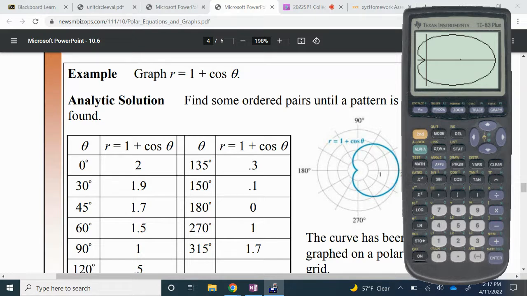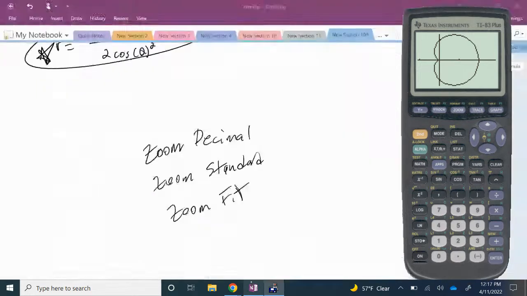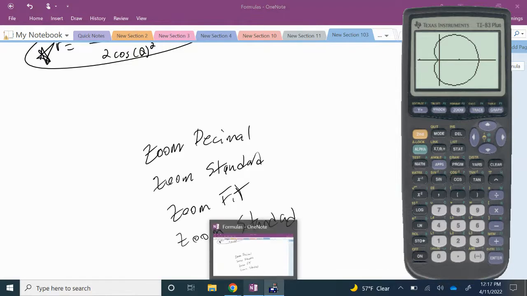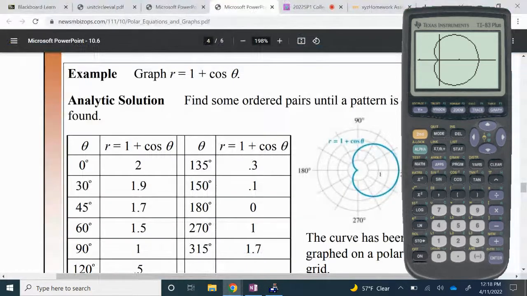Notice you may have to toggle between those 3 things. I believe you can also use zoom standard. Let me just try that. Zoom standard makes it appear rectangular. It's close to the graph, so let me just write that down. That was zoom standard. In this section, we're basically going to have to match our calculator with the answer choices.